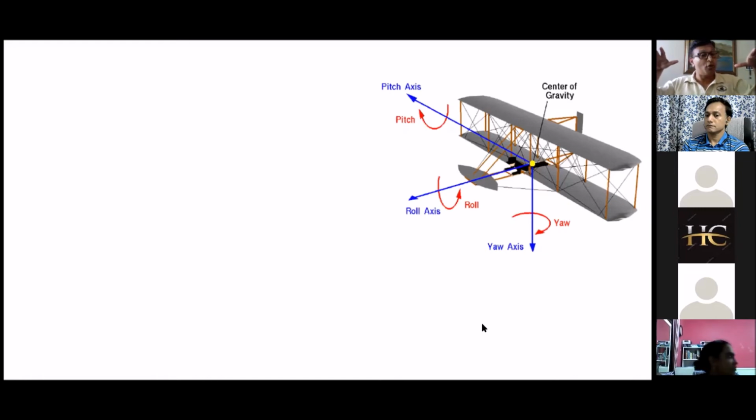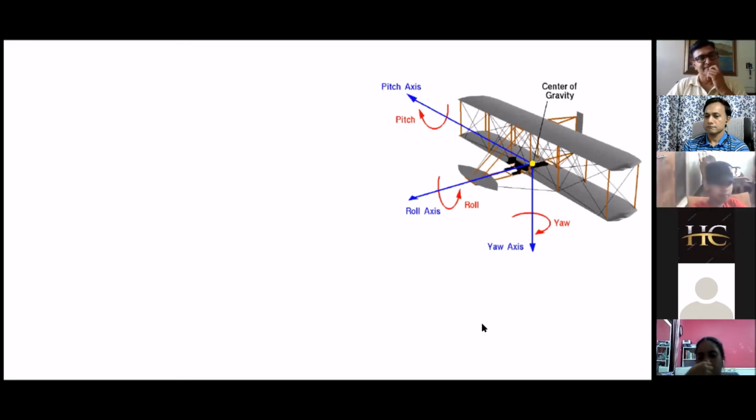And you know what? Where did they get this idea from? Do you know where they got this idea from? Any guess? What was their original profession? Bicycle. Bicycle mechanic. Yeah, they were bicycle mechanics.